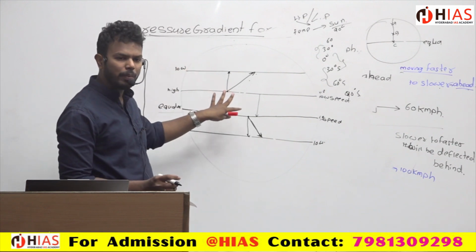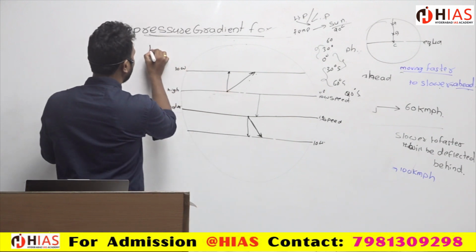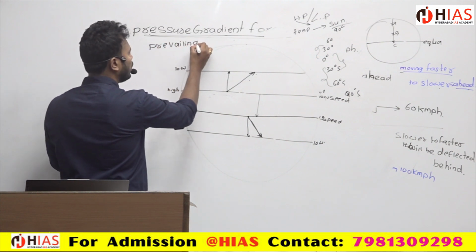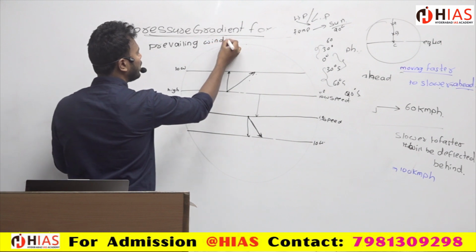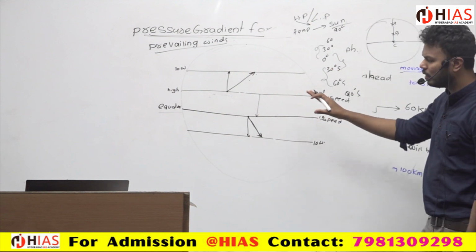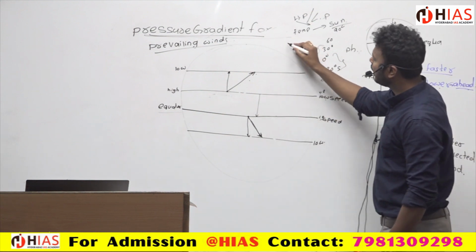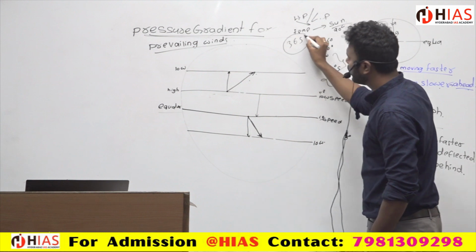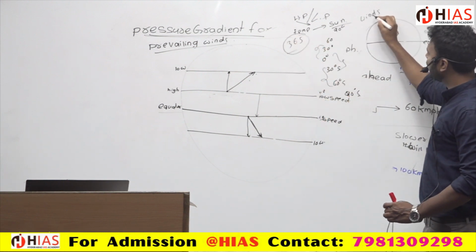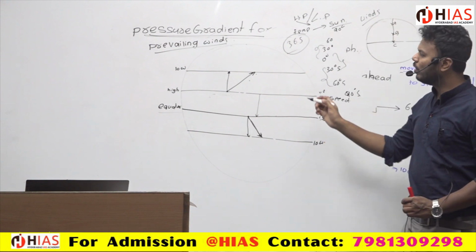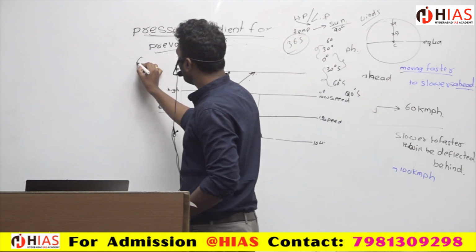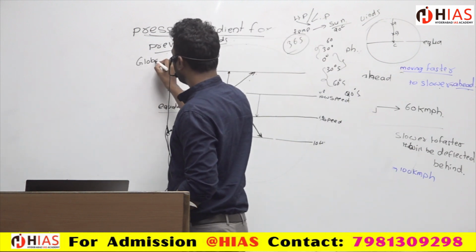The next concept which we are discussing is nothing but prevailing winds. So what are prevailing winds? It means that 365 days, all throughout the year, there will be certain winds every time. Those winds I will be calling prevailing winds. Those winds are also called global winds.